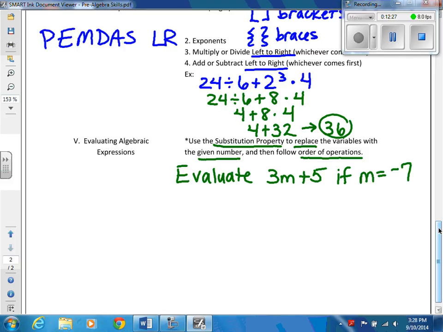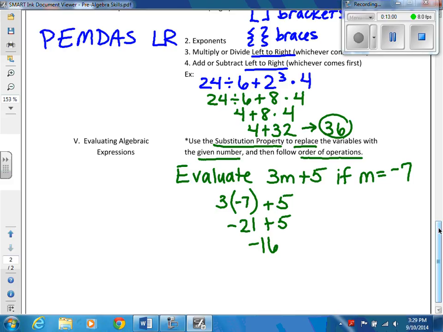Right? Train yourself now from day one to replace every variable with a negative number by using parentheses around it. If you don't, later on in the year, you're going to find yourself with some not so good grades because that negative sign is going to catch you. So put -7 in parentheses in place of that letter. Then continue with your order of operations. So multiplying comes first. That's -21 plus 5. You have two different signs. You're going to subtract your numbers. 21 take away 5 is 16. Because 21 is bigger, your 16 is going to be a negative answer. So the answer comes out being -16.